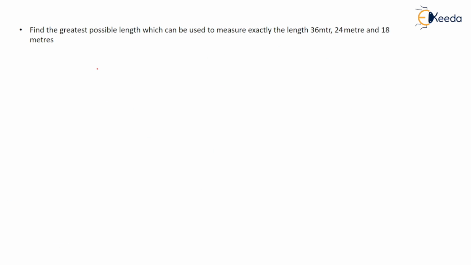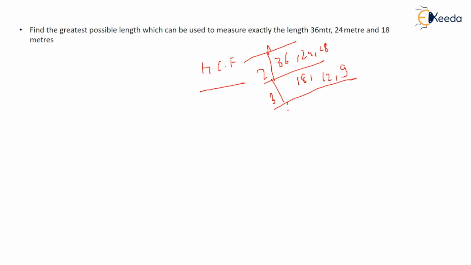So here is a question: find the greatest possible length that can measure exactly the lengths 36, 24 and 18. Simple question, they are directly asking you HCF. The greatest length that can measure all three. So 36, 24 and 18, you can find out LCM, HCF. You can take common 9. Now you can take 3, right? Common, which is common to all three.